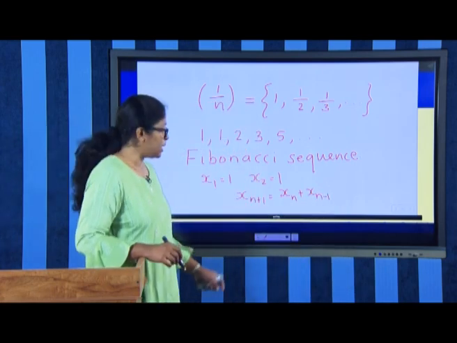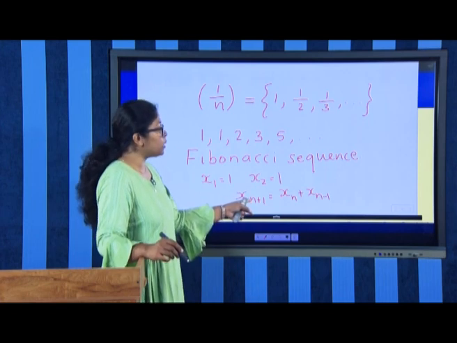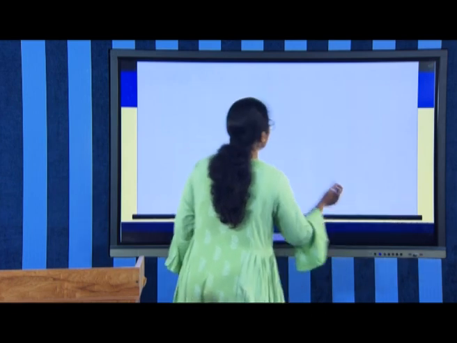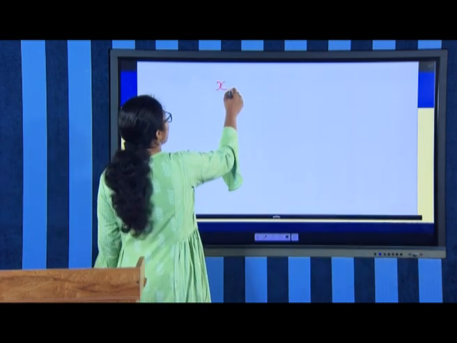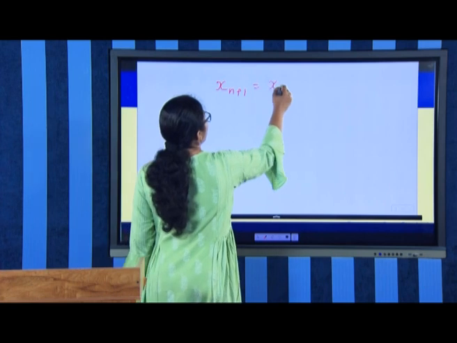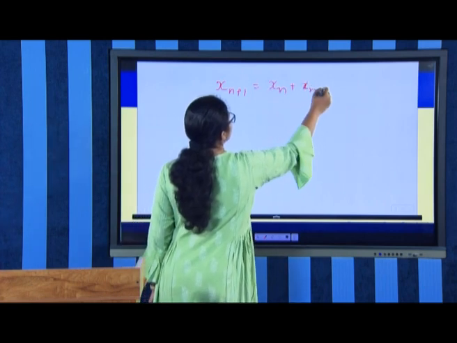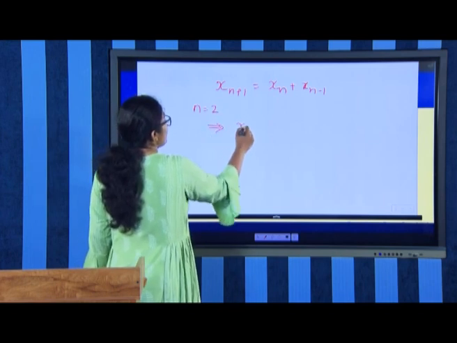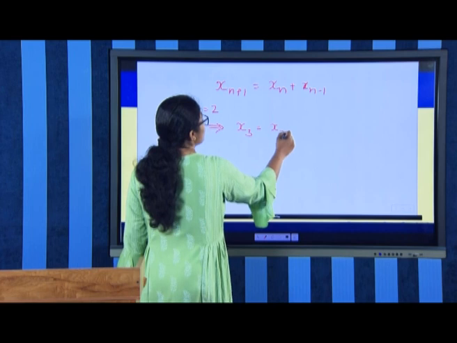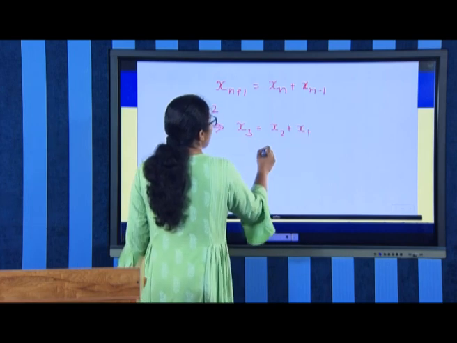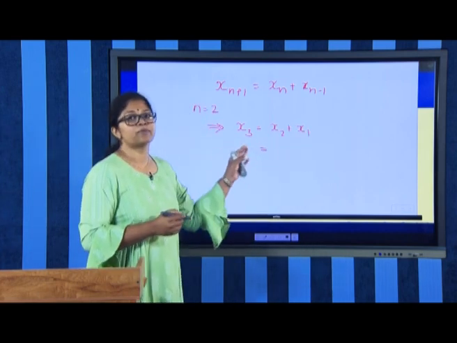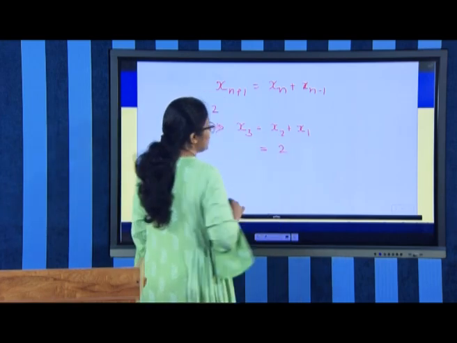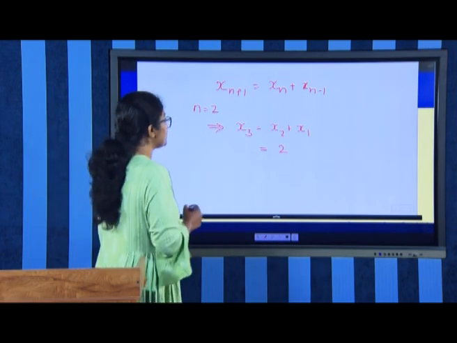So, that means if you put n equal to 2 in the formula x(n+1) is equal to xn plus x(n-1), you will be getting x3 is equal to x2 plus x1, and we are already given the values of x1 and x2. x1 is equal to 1 and x2 is equal to 1. So, we can get this as 2, which is exactly precisely what is our x3.